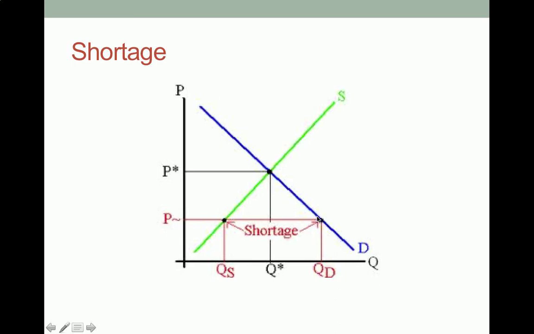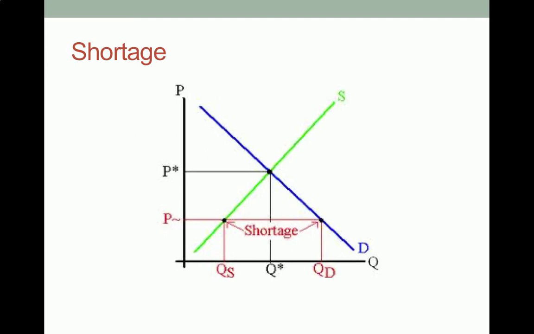And so eventually what's going to happen, as a producer, you will start pushing your price up, and as you push the price up, the quantity that you are willing to supply will go up. But as you push the price up, the quantity that consumers want will start to go down. And eventually you will reach this price where your quantity demanded will equal your quantity supplied.